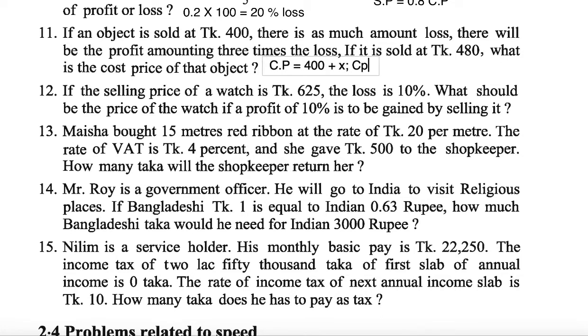So what you will get is 3 times x as the profit if it is sold at 480. That is how we should understand it. So 400 plus 4x is 480, 4x is 80, x is 20. When x is 20, the cost price is 420. So 420 taka is the cost price. That is the answer here.